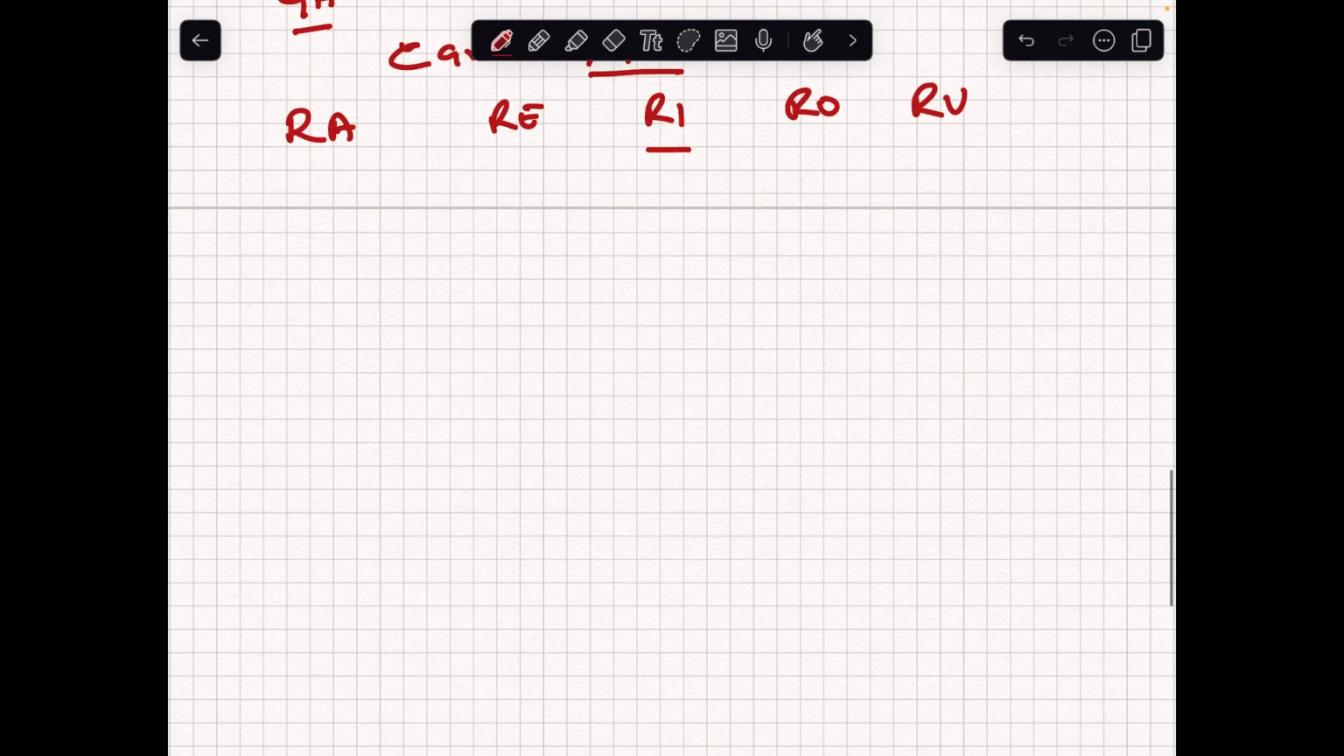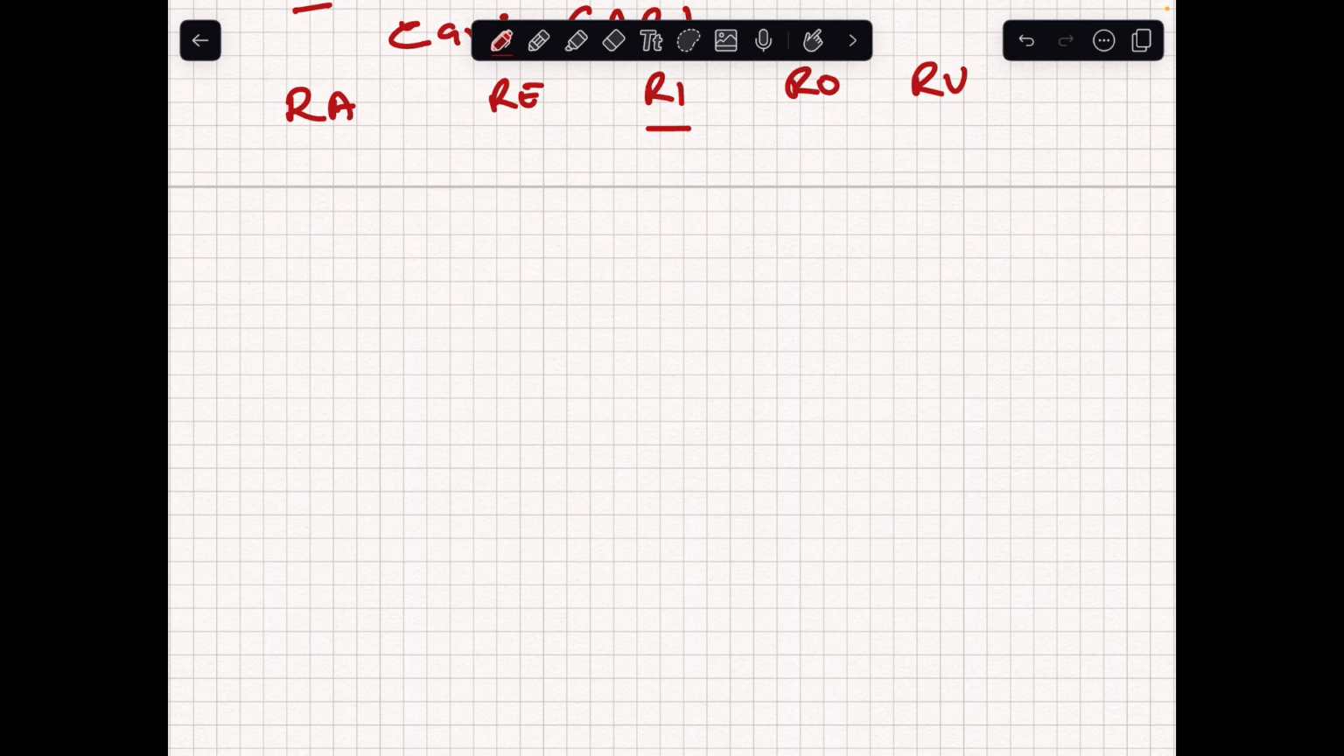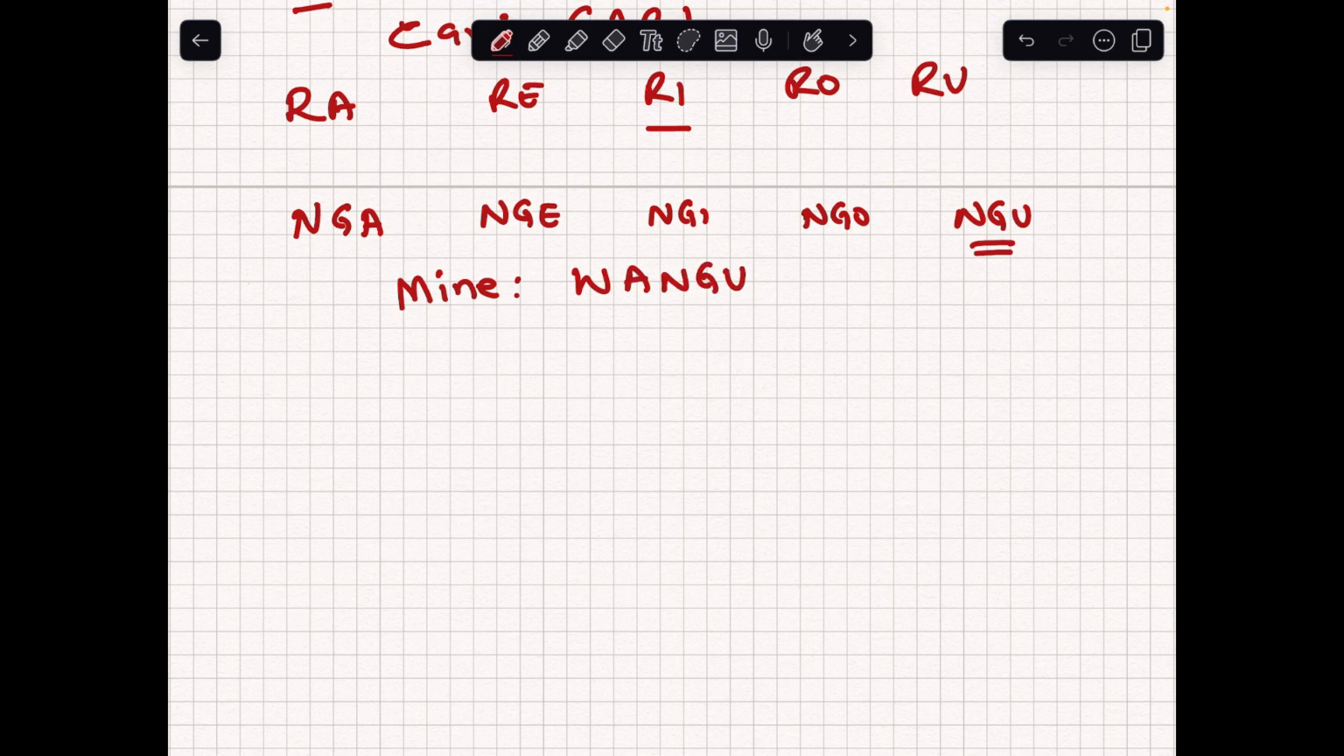Now, you can combine two consonants with a vowel. So for example, N and G together makes the sound ng. And then with A, it will be nga, nge, ngi, ngo, ngu. So for example, if you want to say mine, you say wangu. So you use ngo, wa and ngu, wangu, mine. You can also say changu. And we're going to cover this later when we look at possessives.